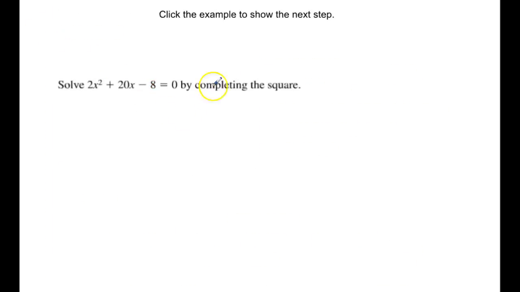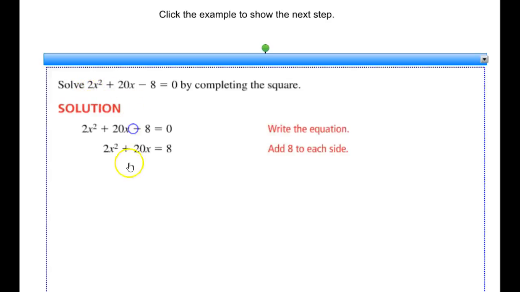So now here's another one that we need to solve by completing the square. The first thing I notice is that this coefficient with my x squared term is not 1. So that has to be the first step that I do. So I add 8 to both sides, because I want just this over here on this side. Then I divide everything by 2, because I want to get this to be a 1. So divide everything by 2, so now I'm left with x squared plus 10x equals 4.